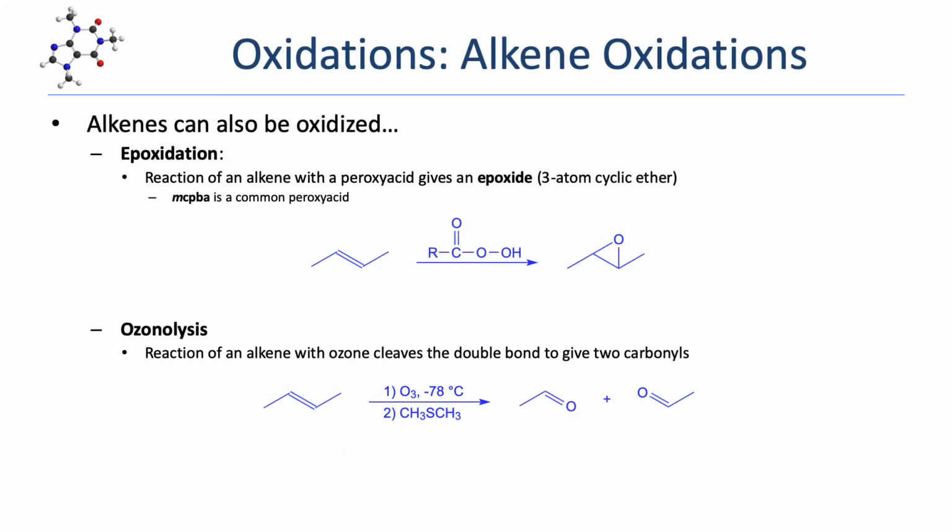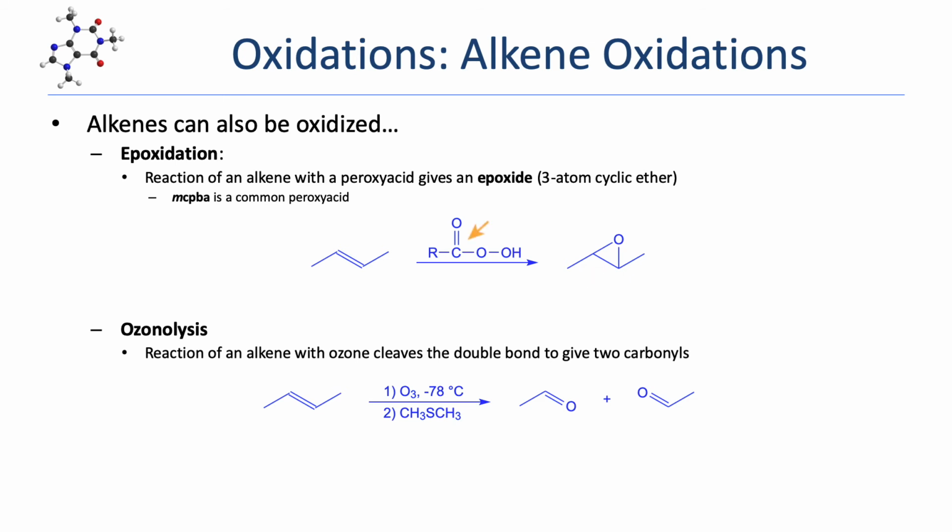Well, so far, all the oxidations that we've seen worked on oxygenated functional groups, things like alcohols and aldehydes. What's interesting about these last oxidations is that they are actually oxidations of alkenes. We're going to look at two reactions. First, we have epoxidation. Epoxidation is the reaction of an alkene with a peroxy acid to give an epoxide. And an epoxide is really just a special ether. It's a three atom cyclic ether. You can see the structure here.